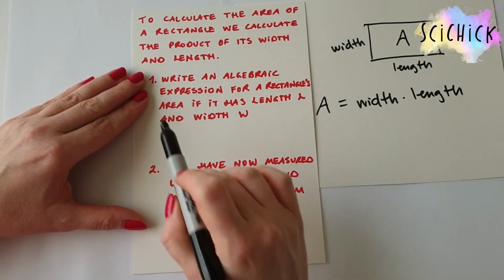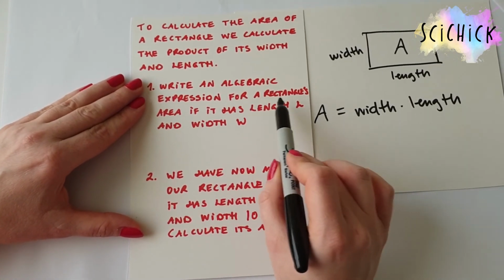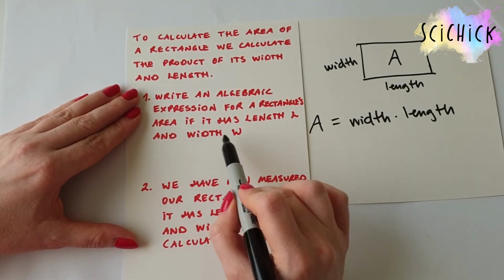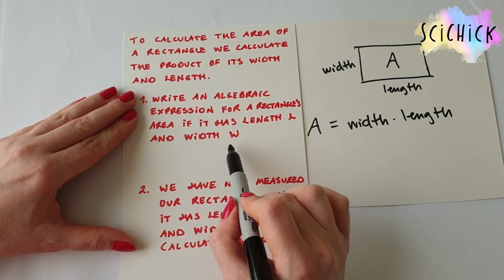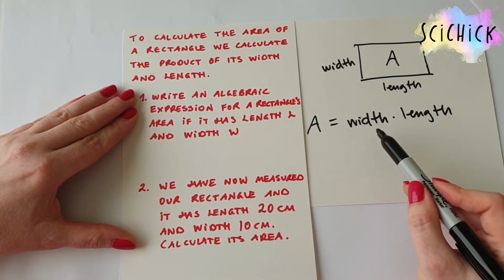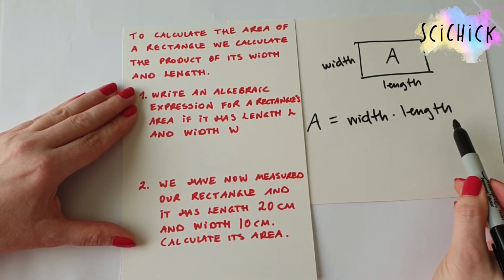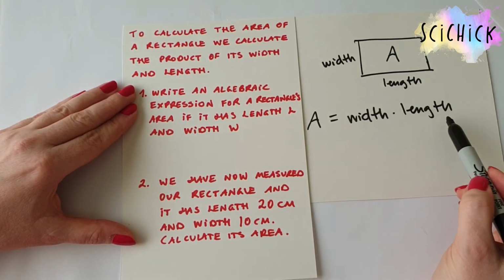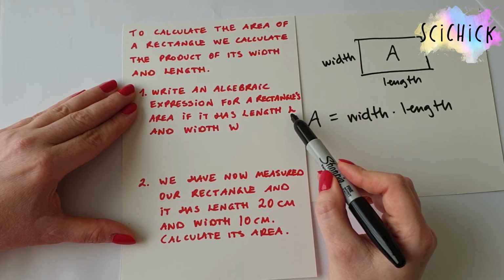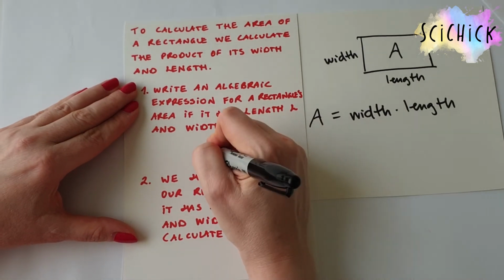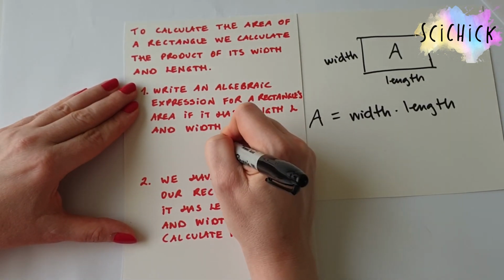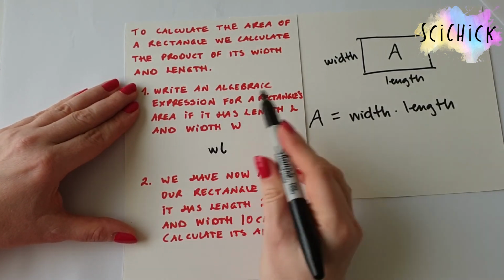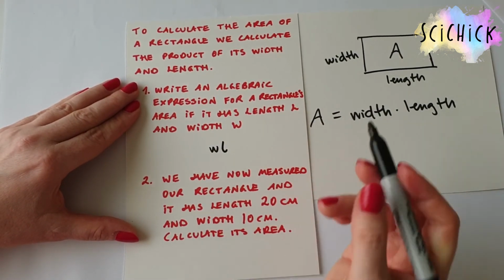Now, write an algebraic expression for a rectangle's area if it has length L and width W. Well, we know it's just supposed to be the product of width and length. And now the only thing we have done is to change width and length to W and L. So what is it going to be? It's just going to be W times L. That's the algebraic expression for the rectangle's area. Okay?